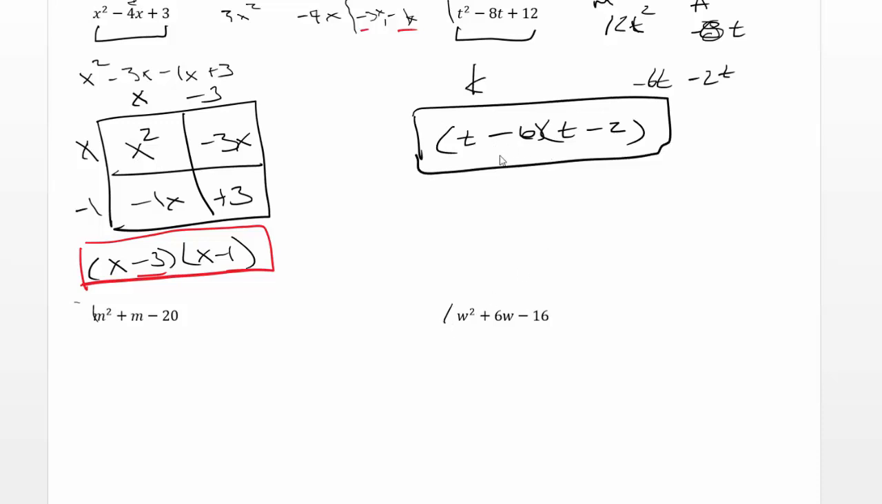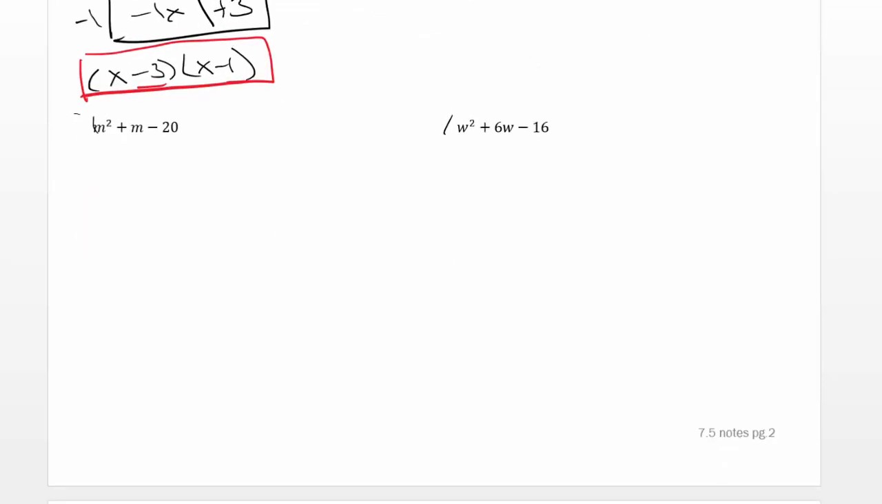Again, if you're not confident, or you just want to check to make sure you did it correctly, you could distribute this back out, FOIL this or box multiply, however you want to do, and check to make sure that the answer you get is what you started with. Two more, and then we'll be done with this video.